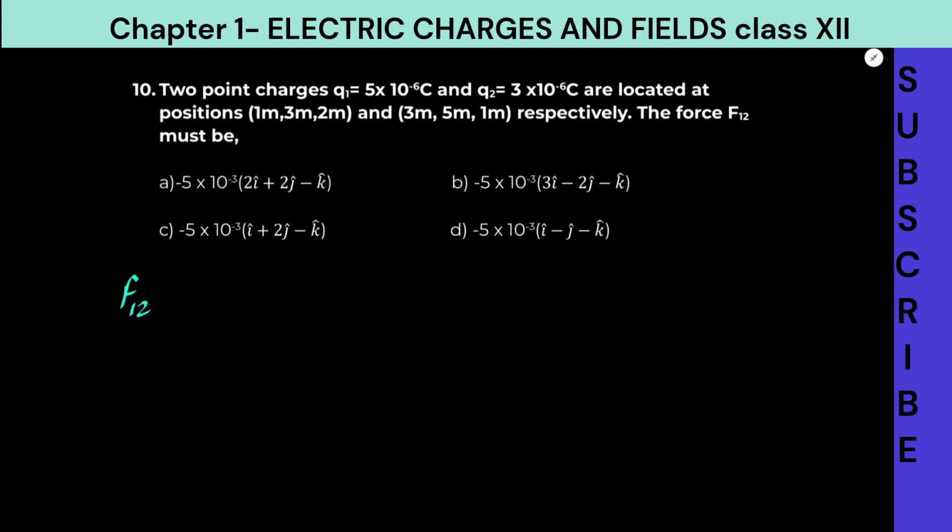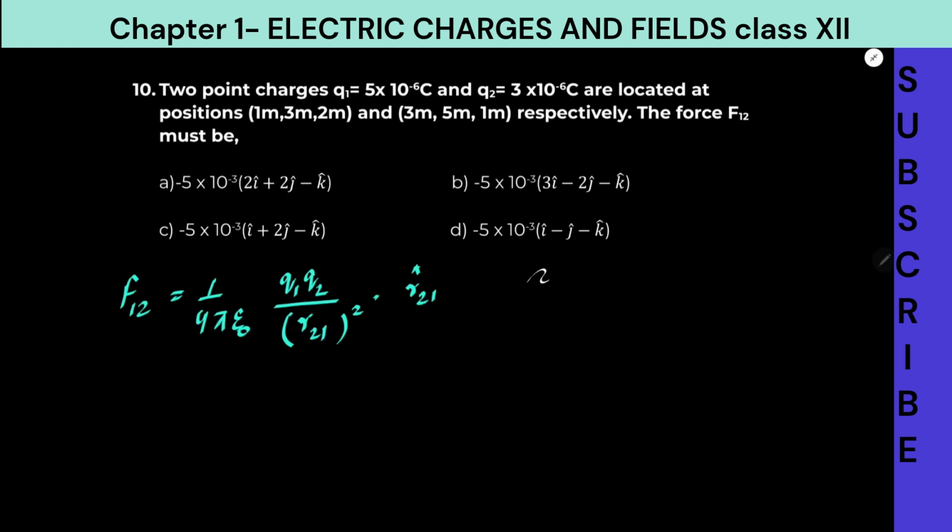So F12 will be given here as 1 by 4 pi epsilon naught q1 q2 upon r12, or as they have given in the textbook, we can make it r21, whole square into r21 unit vector. Here we will make use of a few concepts of vectors from class 11th. This is our force expression.